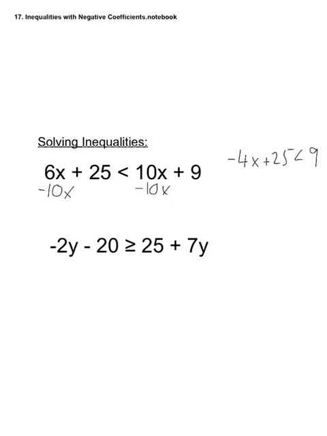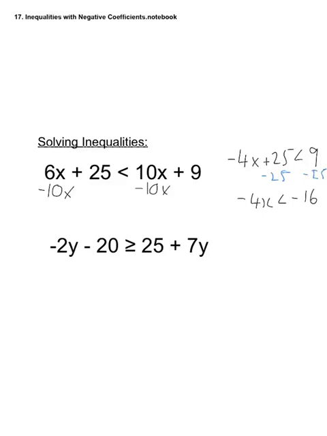The next step is to take 25 off both sides. So take 25 from there and take 25 from there. And I finish off with negative 4x is less than minus 16. Okay, so negative 4x is less than minus 16.